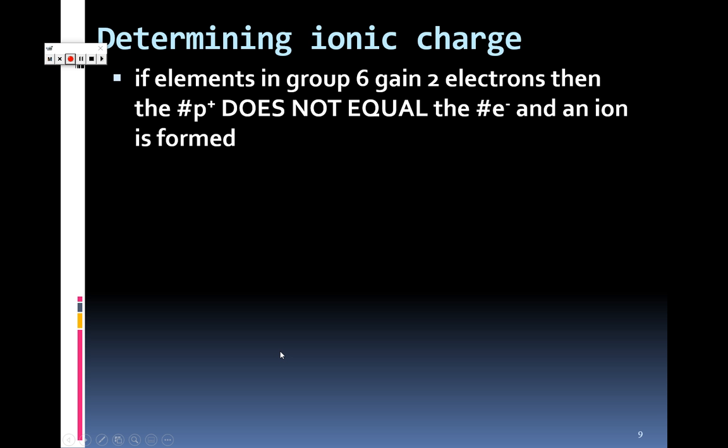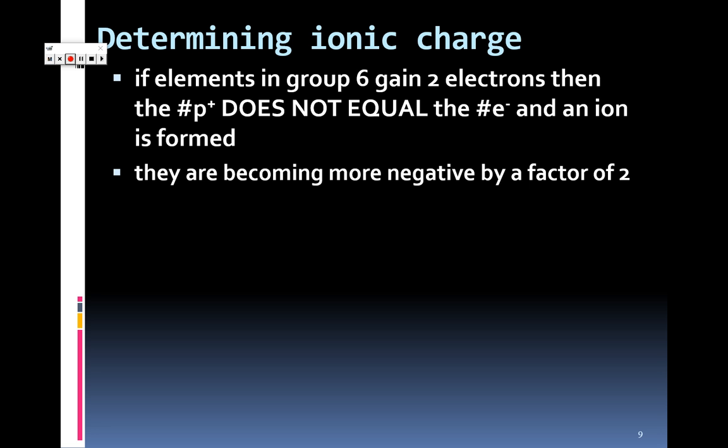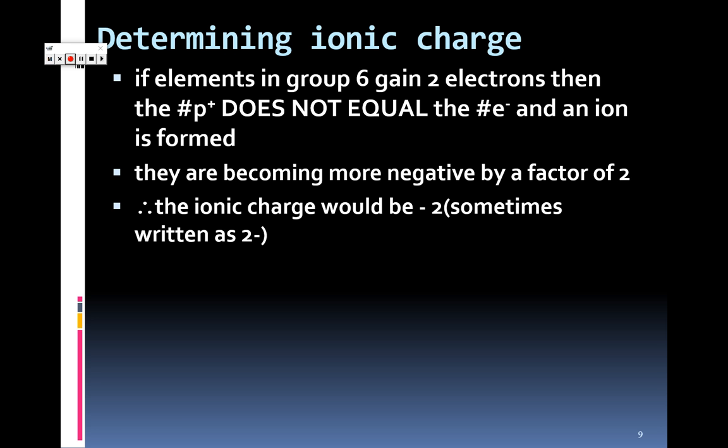Elements in group 6 gain 2 electrons. Now the number of protons does not equal the number of electrons in the other way. Now you've got more electrons than protons, so it's becoming more negative. So again, -2 or 2 negative, doesn't matter. You can write it either way.